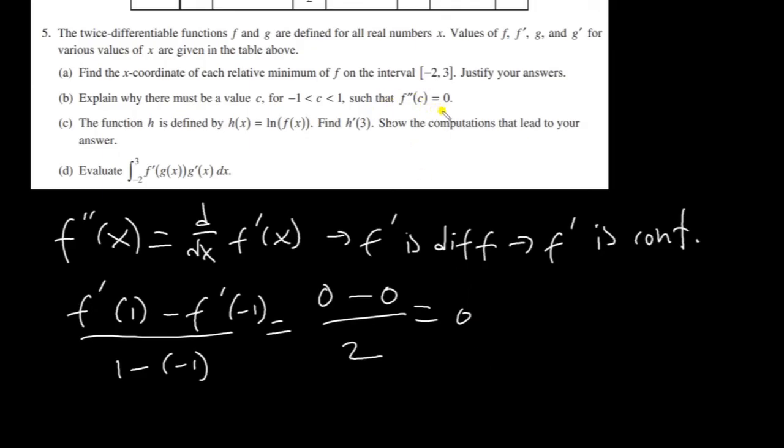This was a 2-point question, 1 point for correctly finding that f prime of 1 minus f prime of negative 1 equals 0 minus 0, and then the 2nd point for the correct answer and explanation.